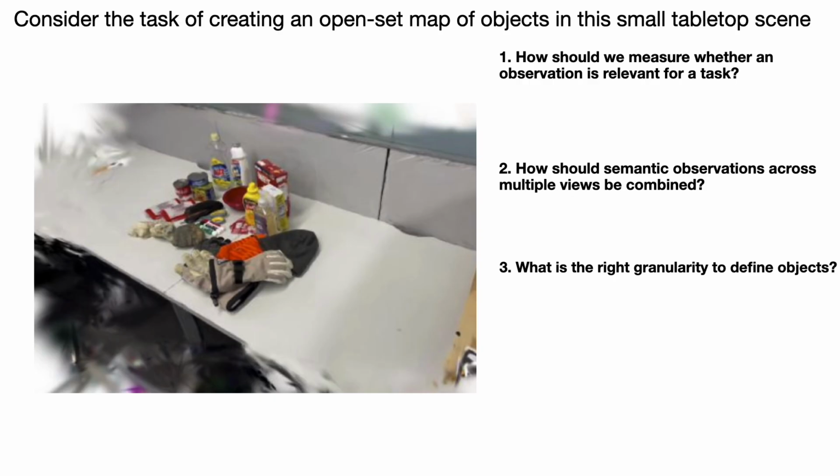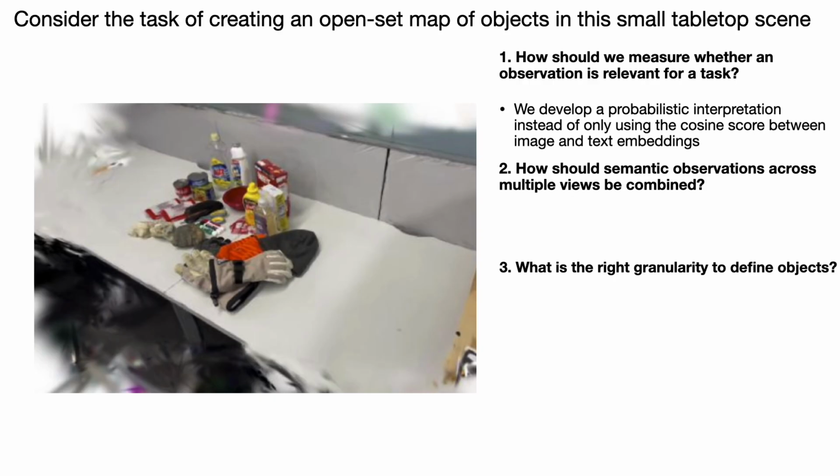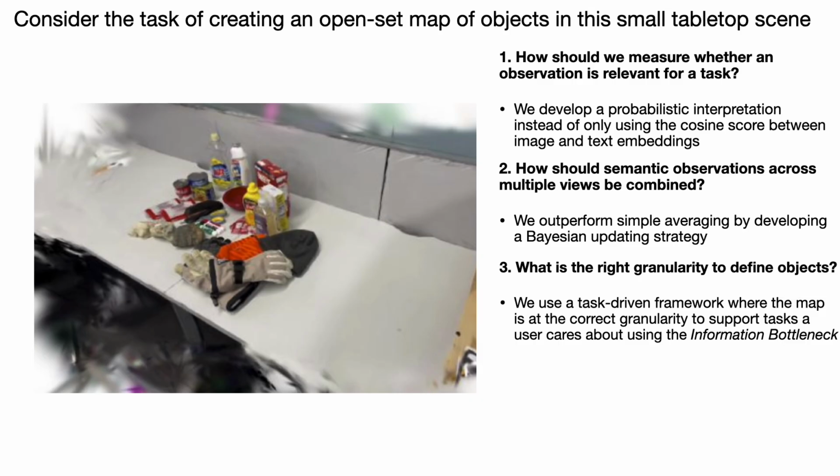For the first question, we develop a probabilistic interpretation instead of only using the cosine score between image and text embeddings. For the second, we outperform simple averaging by developing a Bayesian updating strategy. For the third, we use a task-driven framework where the map is at the correct granularity to support tasks a user cares about, using the information bottleneck.